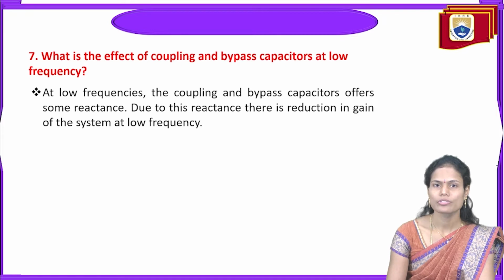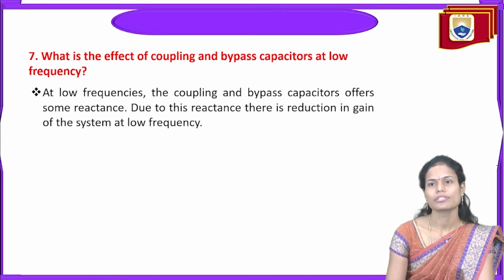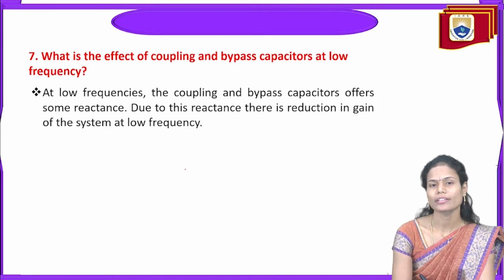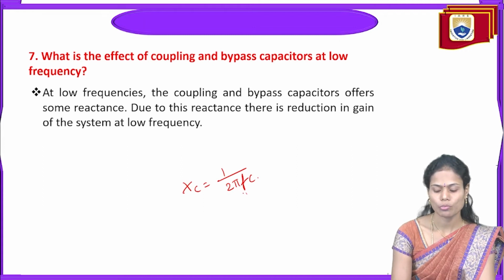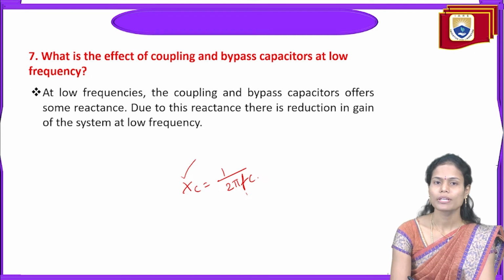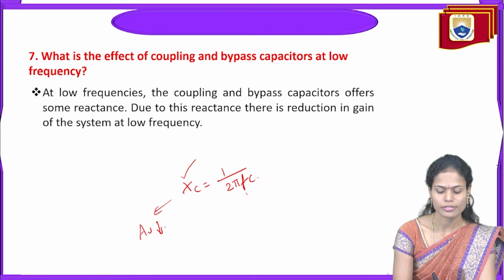At low frequencies, the reactance of the capacitor is high. That is nothing but the reactance of the capacitor Xc equal to 1 by 2 pi fC. So as frequency is low, the reactance is very high. Once the reactance of the capacitor is very high, it cannot allow the AC signal through it. Because of that, there is a reduction of gain in the system.